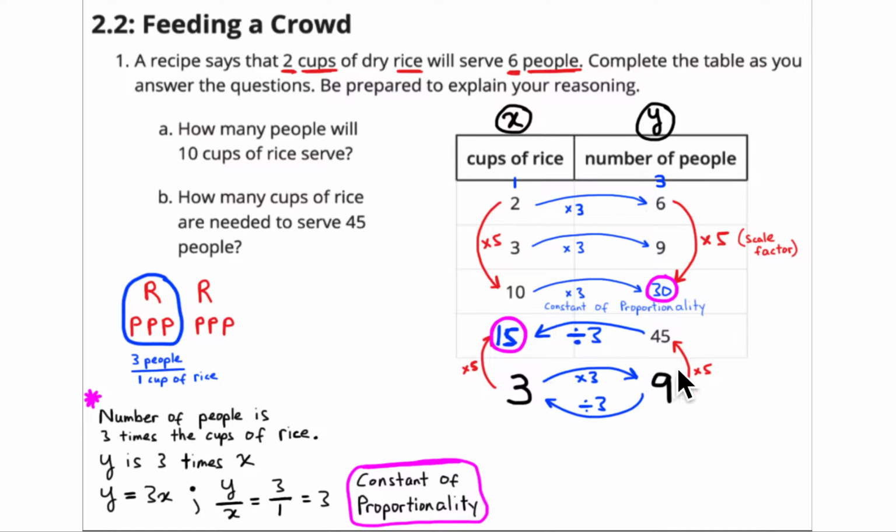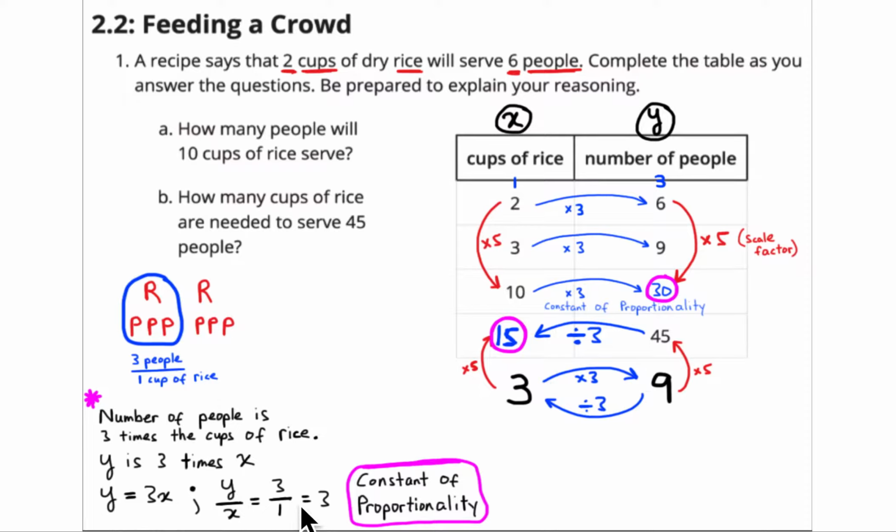In this case, what happens when you go backwards? You're given 45. The number of people is 45. So how do you get back to the number of cups of rice to use? You divide by 3. So if you start saying this relationship in words, the number of people is 3 times the number of cups of rice. So y is 3 times x. So in math symbols, y is equal to 3x.